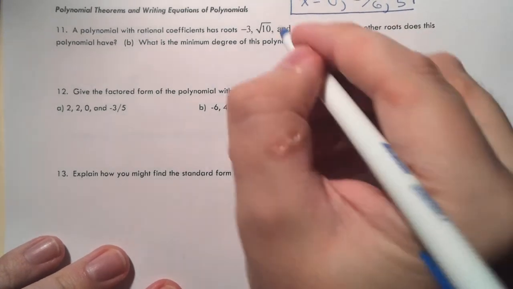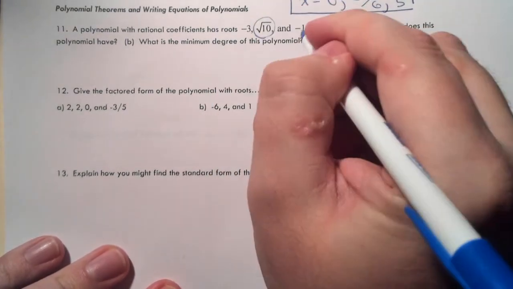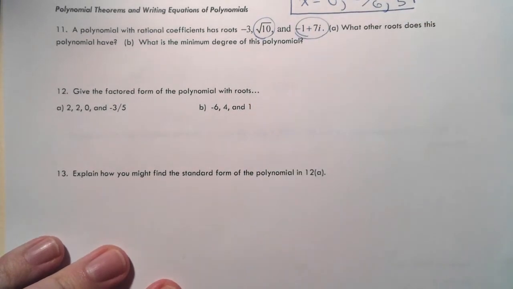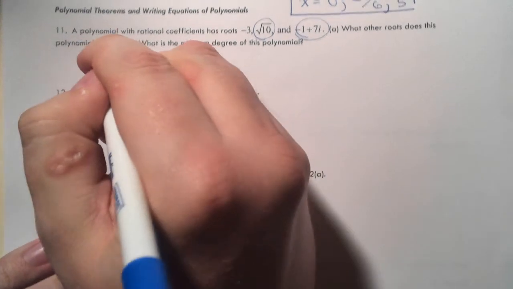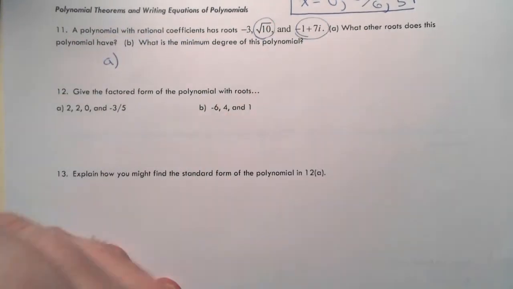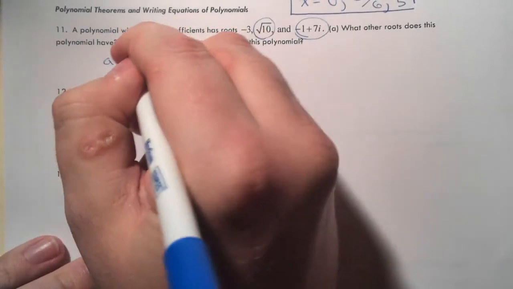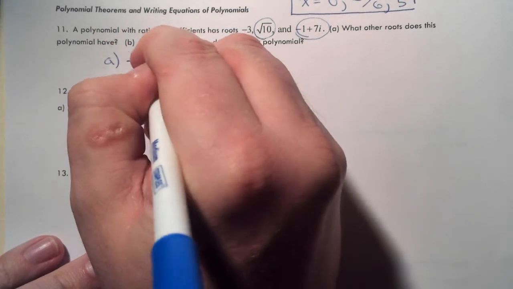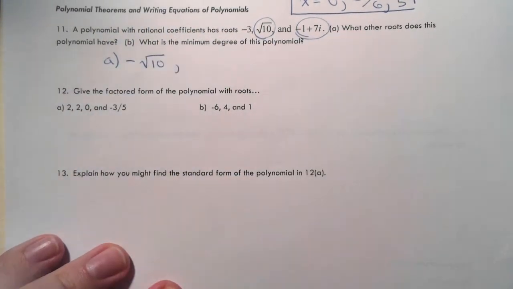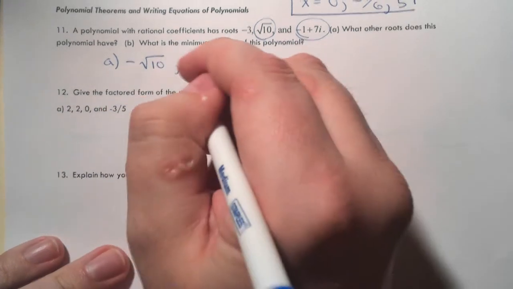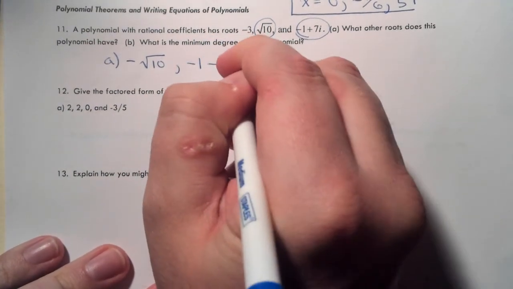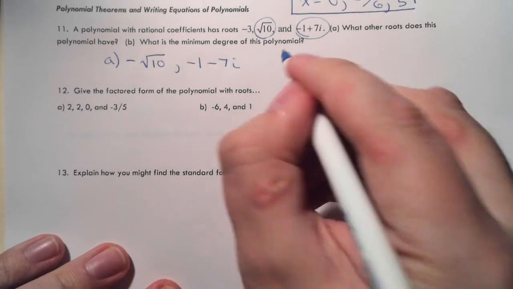Well, the conjugate root theorem tells me that the square root of 10 and negative 1 plus 7i, each of those comes with a partner. So the other roots that I must have, if I have the square root of 10, it follows that I must also have the negative square root of 10. And if I have negative 1 plus 7i, what must follow? Negative 1 minus 7i must also be a root.